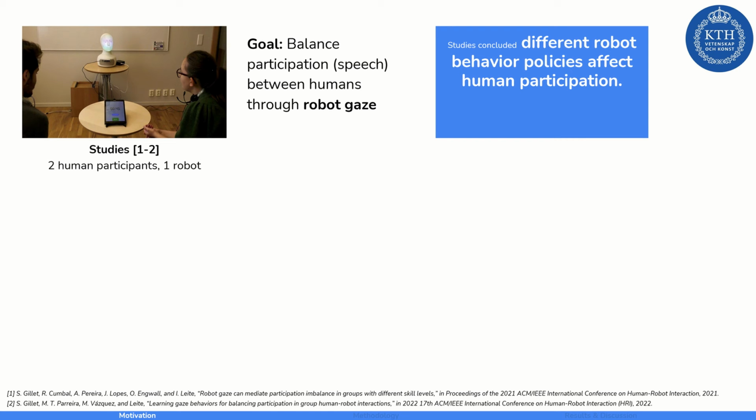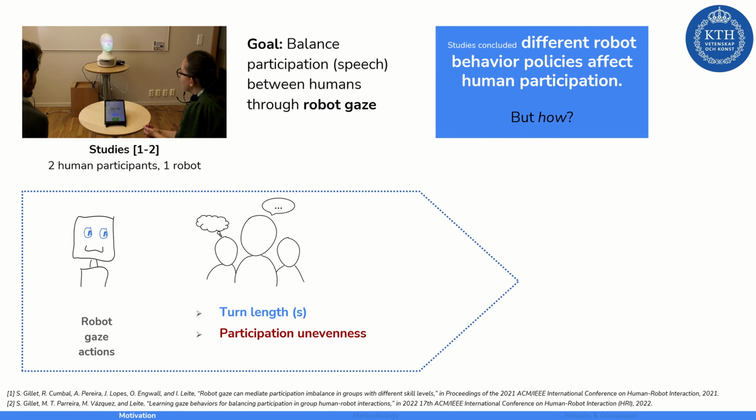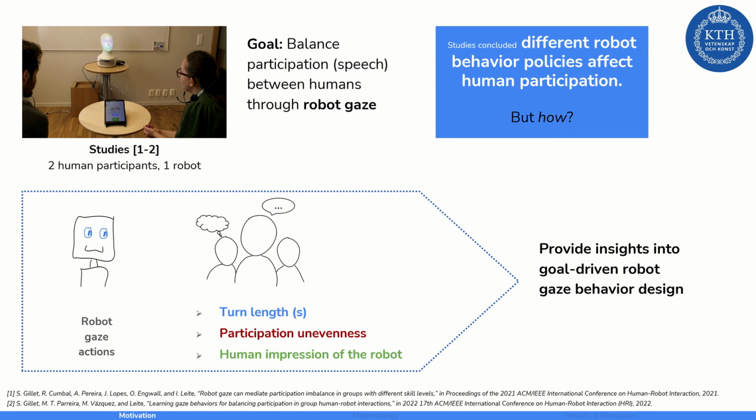But the question remains, and in particular for a multi-party setting, how exactly is this happening? We set out to answer this question by analyzing specific robot gaze actions and seeing how they are affecting momentary conversational dynamics, namely turn length, that is how long a human is speaking at once, participation and evenness from a more micro-level analysis, and if the human impression of the robot differs. Now, given that robots will be an important part of future multi-party interactions, it is essential to understand how we can design these verbal and non-verbal behaviors in order to achieve interaction goals.